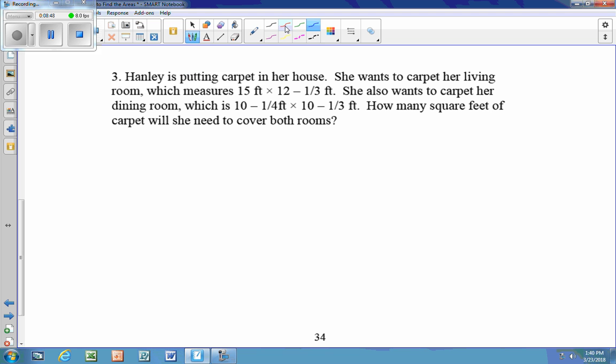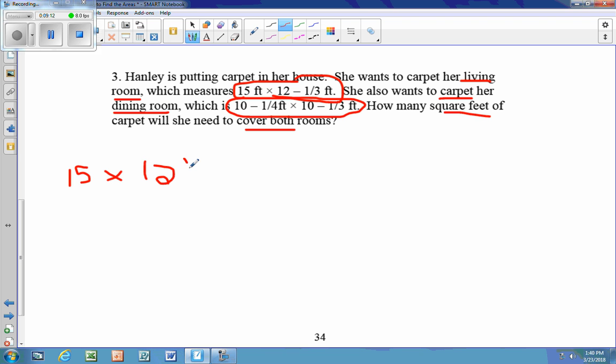And we said we've been focusing now on some word problems. So Hanley's putting a carpet in her house. She wants to carpet her living room, which measures 15 by 12 1/3. And she wants to carpet her dining room, which measures 10 1/4 times 10 1/3. How many square feet to cover both rooms? So we need to find the area of each one. So first we're going to do 15 times 12 1/3.